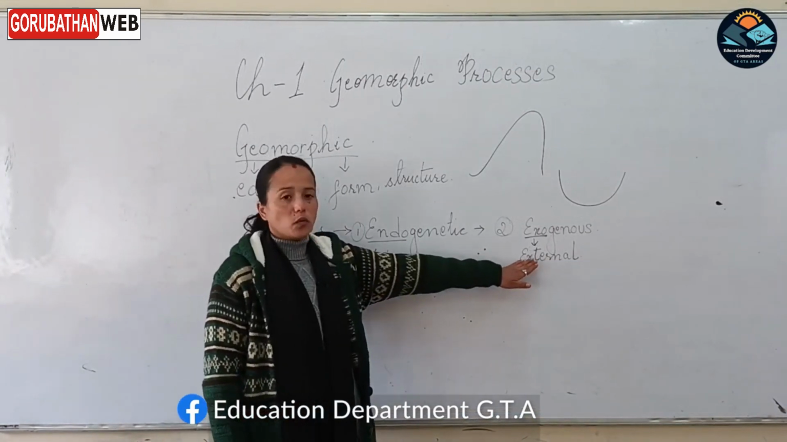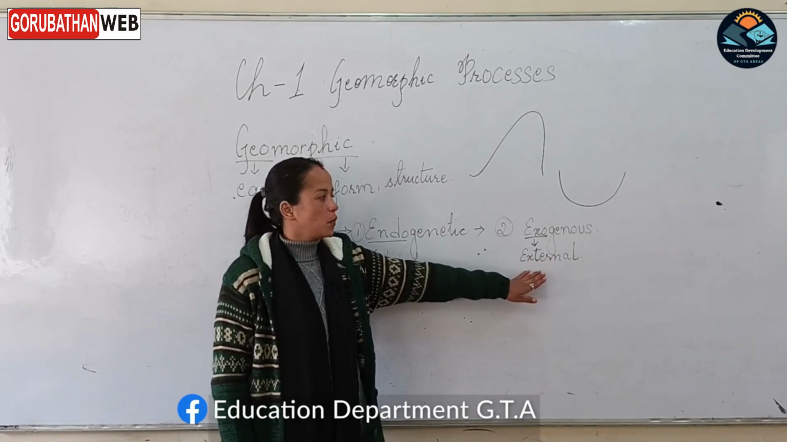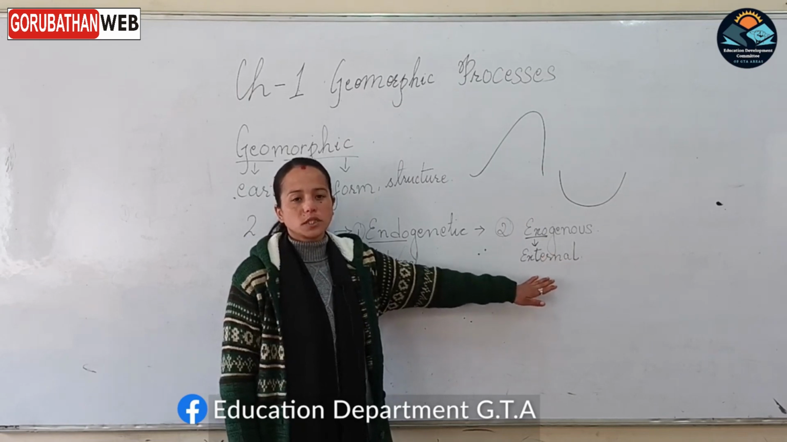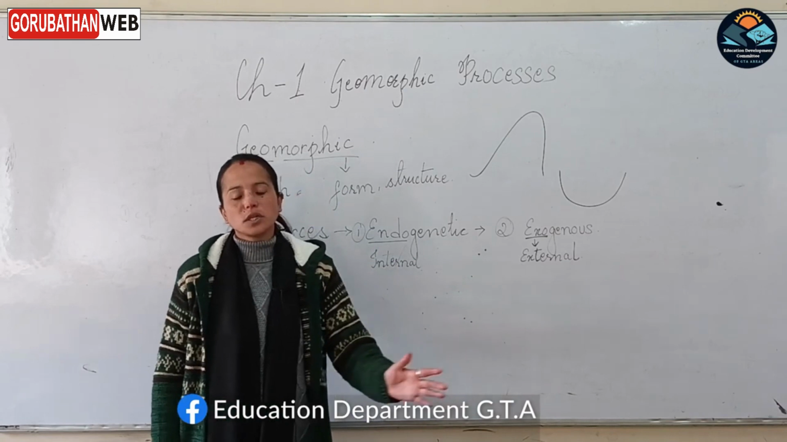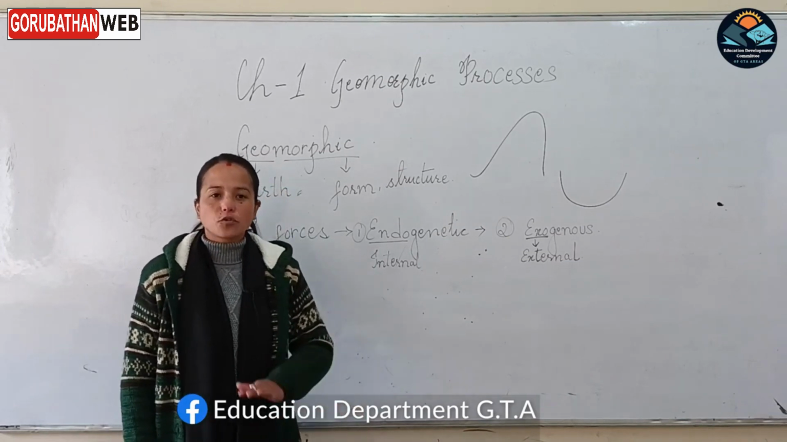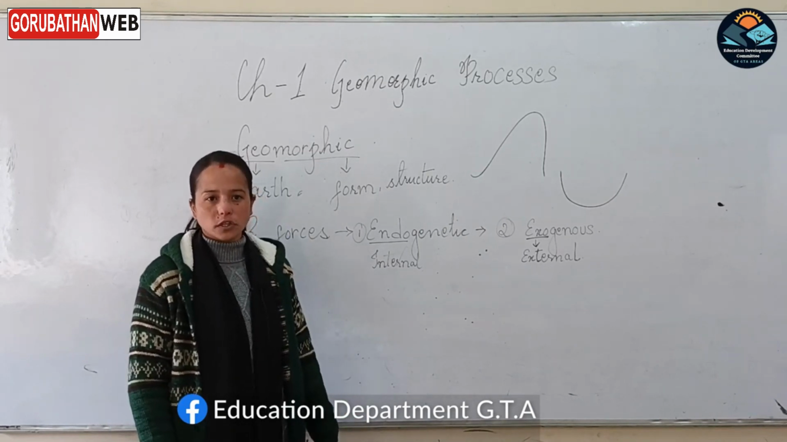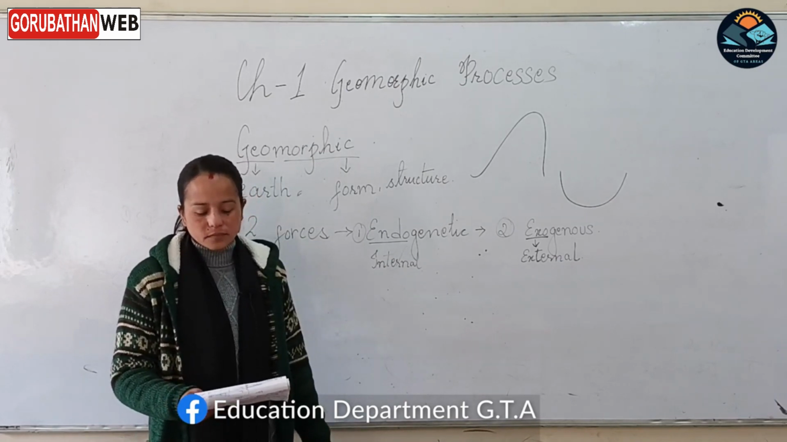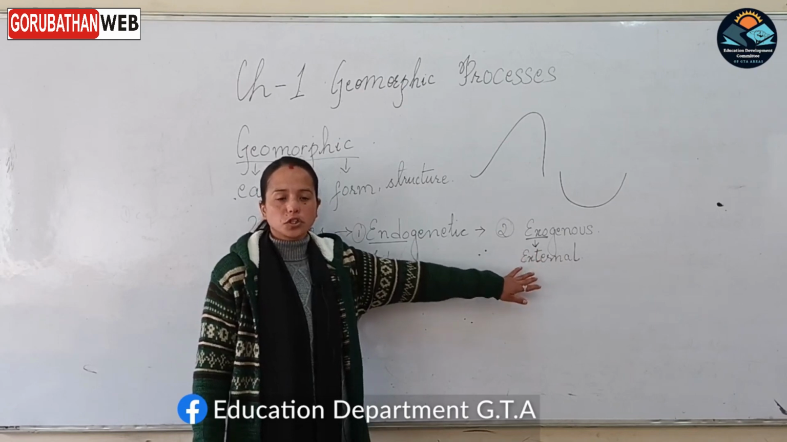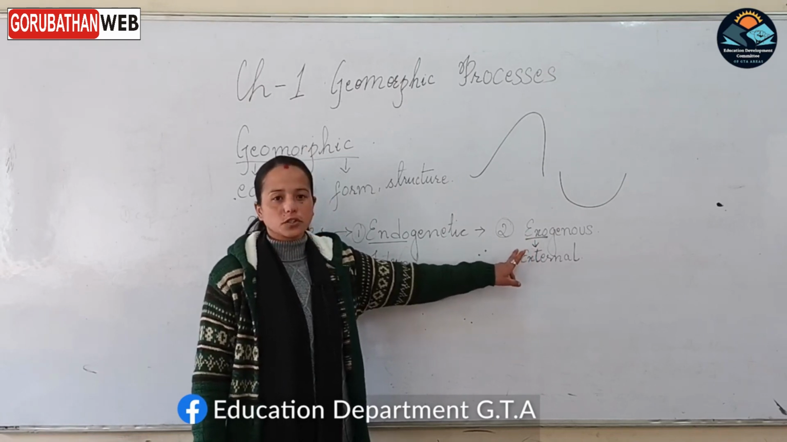So we will concentrate now on the exogenous forces. These exogenous forces work very, very slowly, and they wear down the highland and deposit that worn down material in the lowland. That means they erode the materials from the highland or the upland, and they deposit those eroded materials in the lowland and try to make the earth a leveled land. It will try to produce a graded profile of the earth's surface. So it works with the help of erosion and weathering. Erosion and weathering are the main processes involved in these exogenous forces.